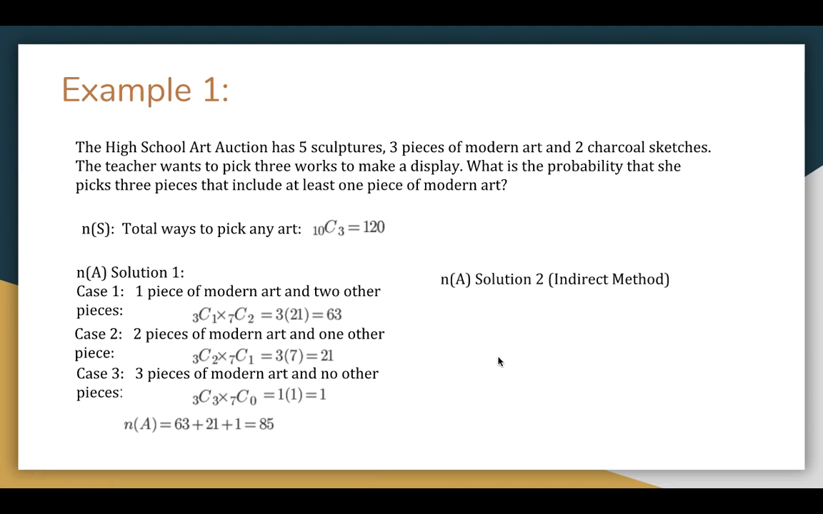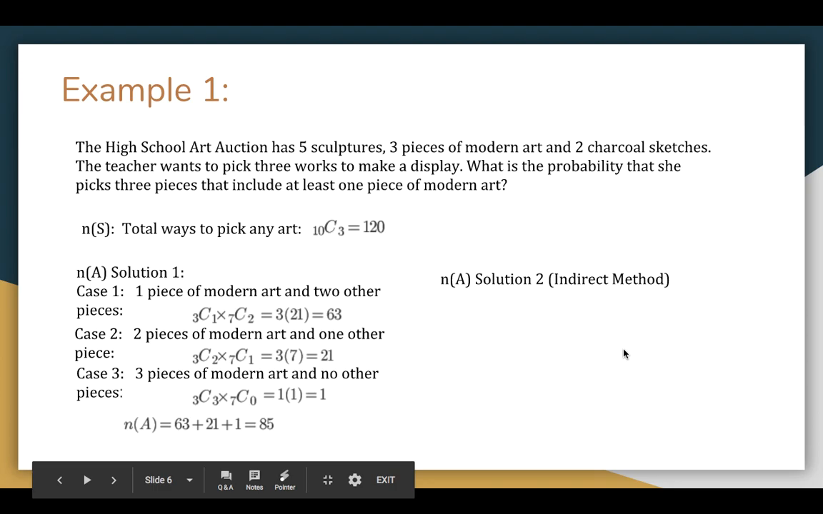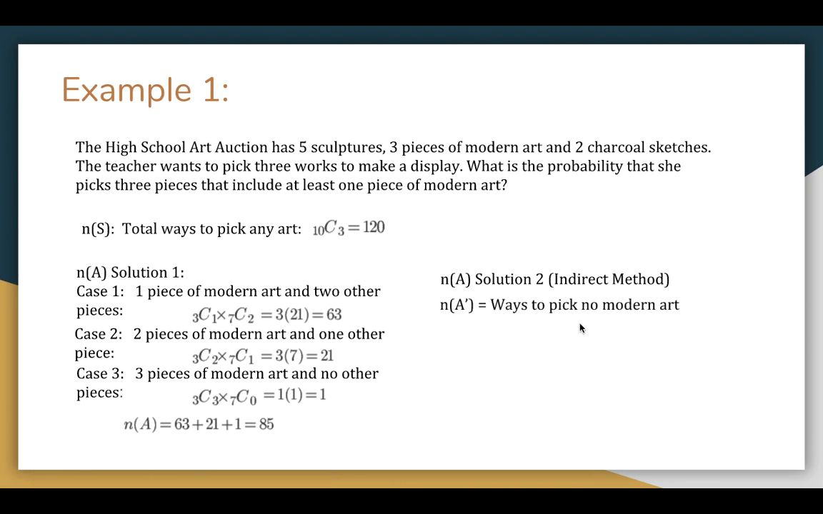The other solution is to do the indirect method. With at least 1, the opposite of at least 1 is none. We've just done 1, 2, 3, but you could certainly do none. So the ways to pick no modern art would be 3 choose 0 times 7 choose 3. 3 choose 0 is just 1, so 1 times 7 choose 3 is 35. Take that away from 120 and you get 85, and that's the same answer. And so your probability is 71% of at least 1 piece of modern art.